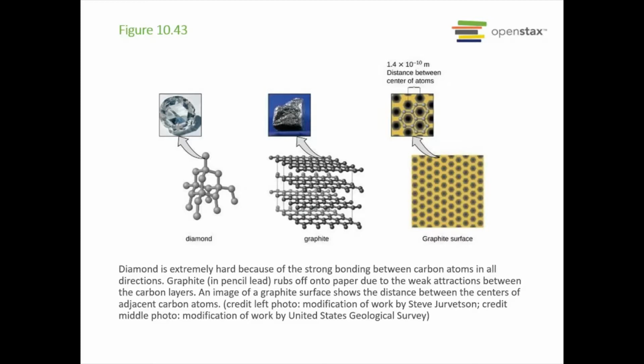I kind of hinted at graphite a little bit more. Diamond is super hard because of the super strong bonding between the carbon atoms in every single direction. Whereas graphite, in pencil lead, has very weak attractions between the carbon layers, which is why you can rub it off with your eraser. And you can see in the image of graphite in the center here, there's kind of a long distance between the carbons. And then also, I believe this is an actual image of a graphite surface. And you can see that the centers of them are kind of far apart, which is why it's a little easier to erase them and break those attractions.